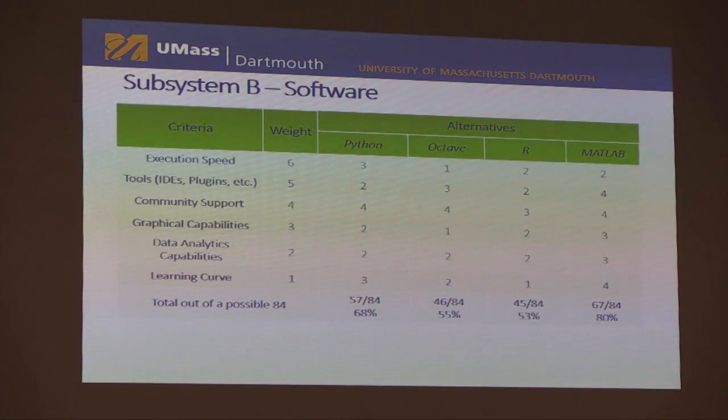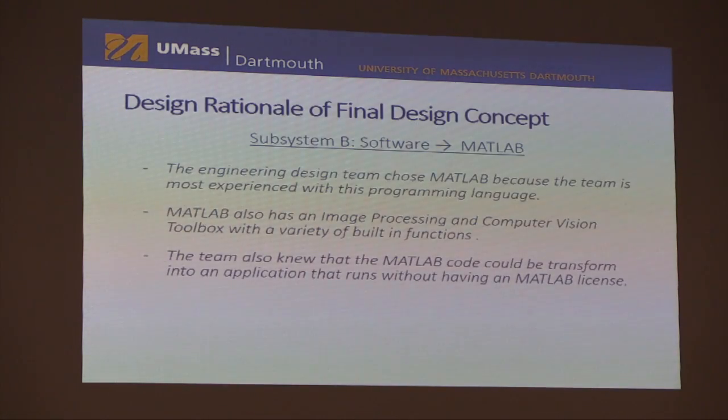This is our decision matrix for the software. Our categories are execution speed, tools, community support, graphical compatibilities, data analytics, and the learning curve. And our alternatives were Python, Octave, R, and MATLAB. And the program that scored the highest was MATLAB with 67 out of 84 points. And we did choose MATLAB. It was the software that scored the highest.